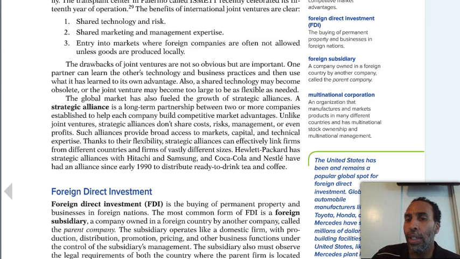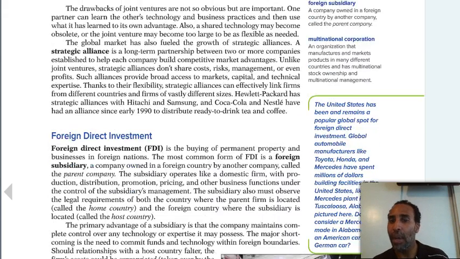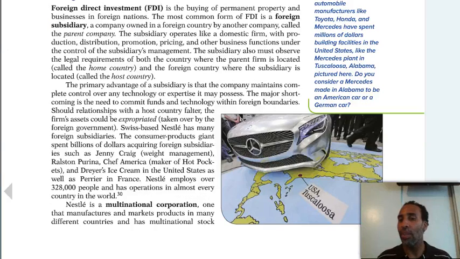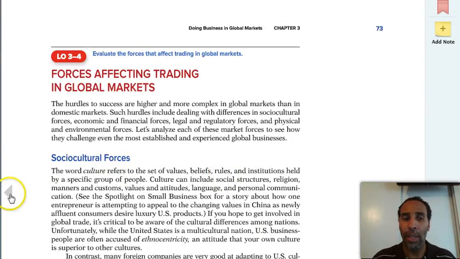Multinational corporation, an organization that manufactures and markets products in many different countries and has multinational stock and ownership and multinational management, right? The company I work for does. If you get hold of a company like that, probably a pretty good solid place to be at and to remain.